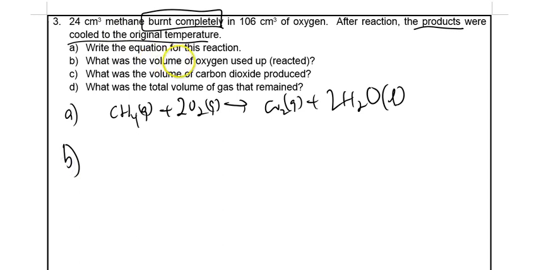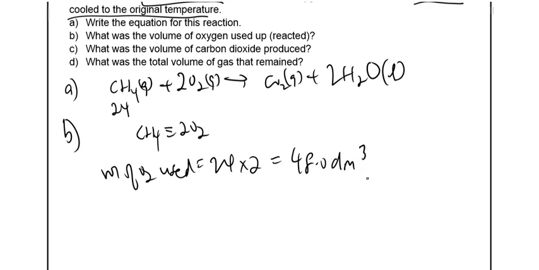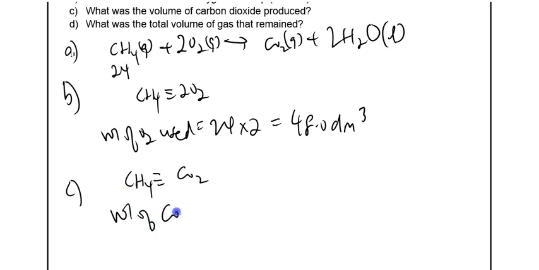Part B, what is the volume of oxygen used up? I know that 24 cm3 of methane was burned completely. So based on the mole ratio of 1:2, my volume of O2 used will be 24 times 2 equals 48.0 cm3. Part C, what is the volume of carbon dioxide produced? From the equation, 1 mole of methane will produce 1 mole of carbon dioxide. So the volume of carbon dioxide produced is 24 cm3.